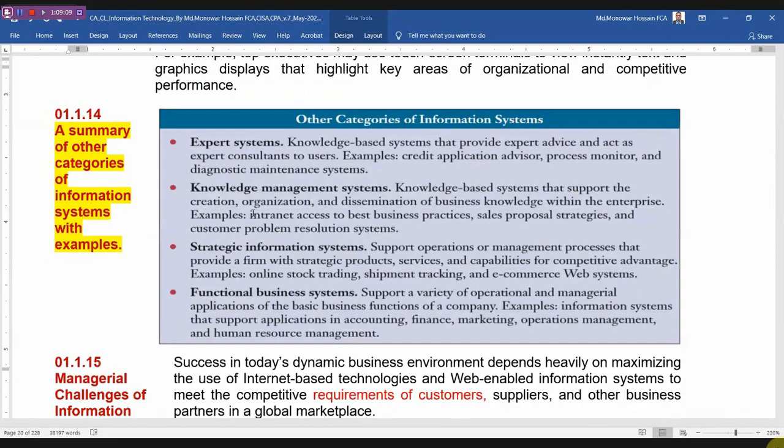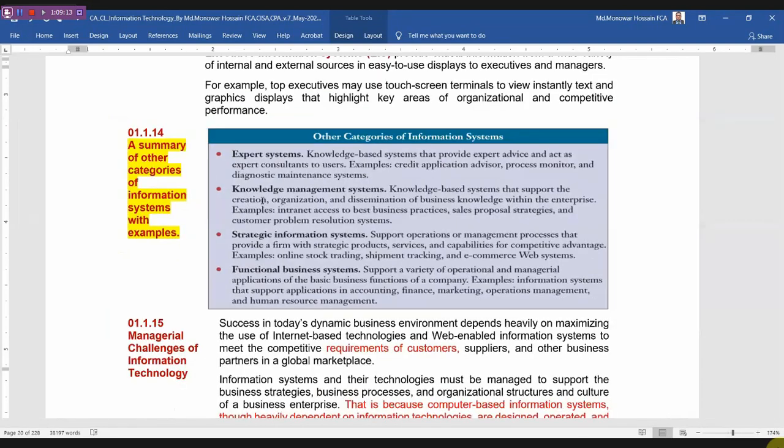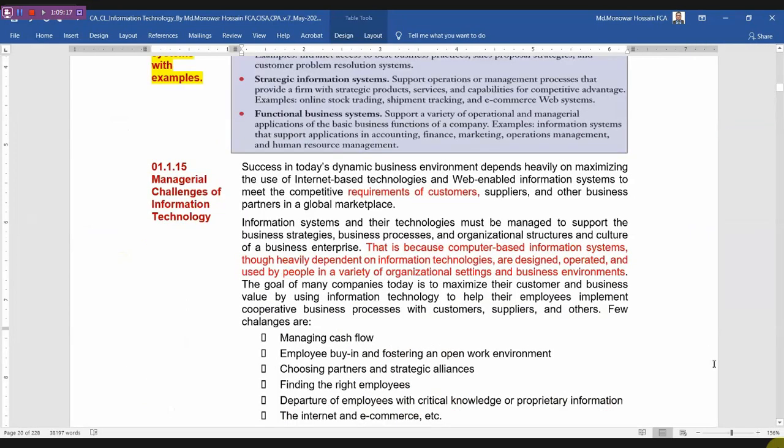Now, the managerial challenges of information systems. Look here. So what is the managerial challenge? There are huge managerial challenges.